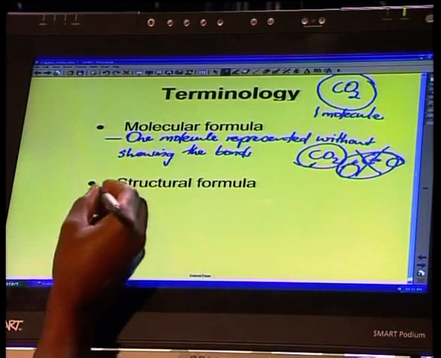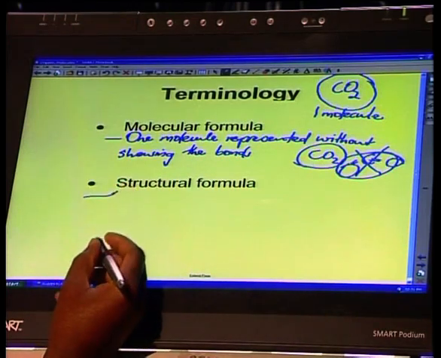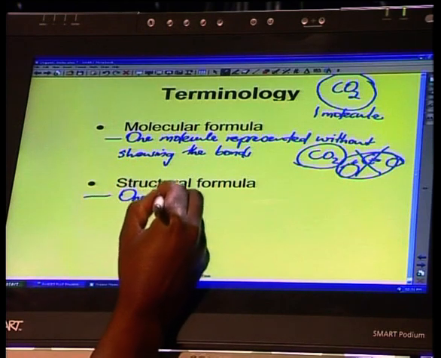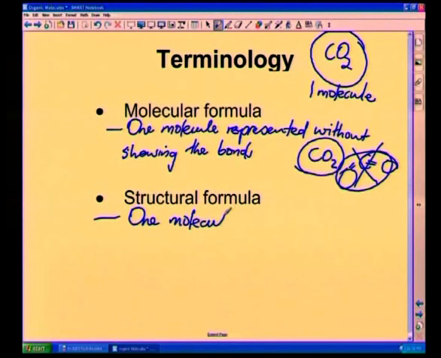In the case of CO2, we've got one carbon atom and two oxygen atoms together. So it's CO2, and that is the molecular formula of carbon dioxide. But when we talk of structural formulas, here we are showing again it is still one molecule, but the difference is that bonds are shown. In other words, we show which atom is bonded to which one.